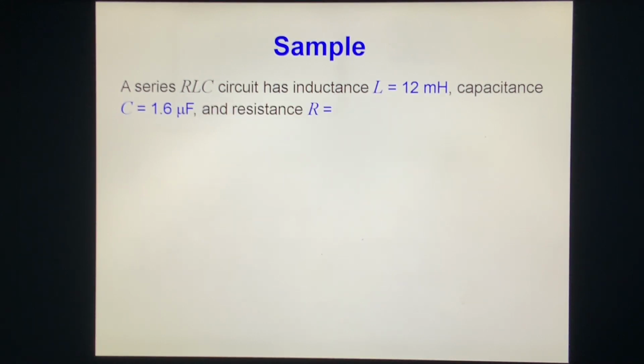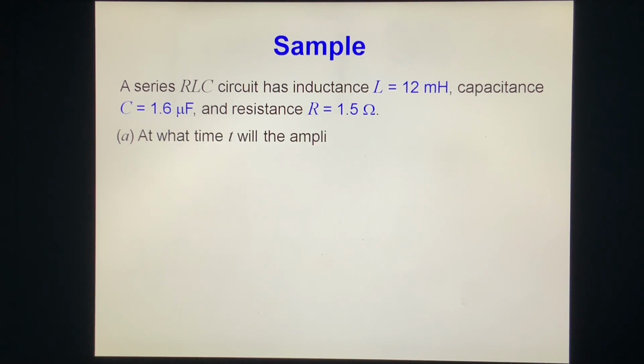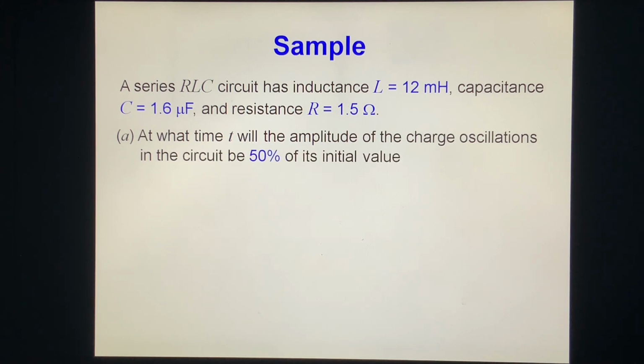Sample. A series RLC circuit has inductance L = 12 millihenry, capacitance C = 1.5 microfarad, and resistance R = 1.5 ohm. Question A. At what time t will the amplitude of the charge oscillations in the circuit be 50% of its initial value?